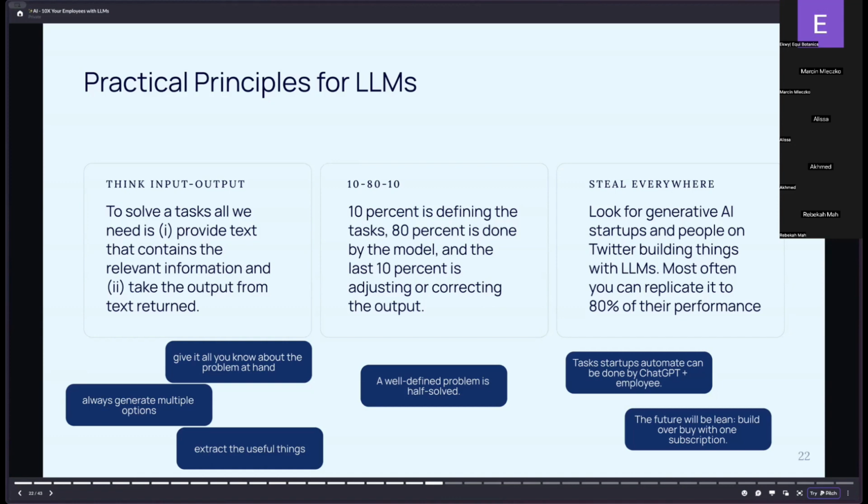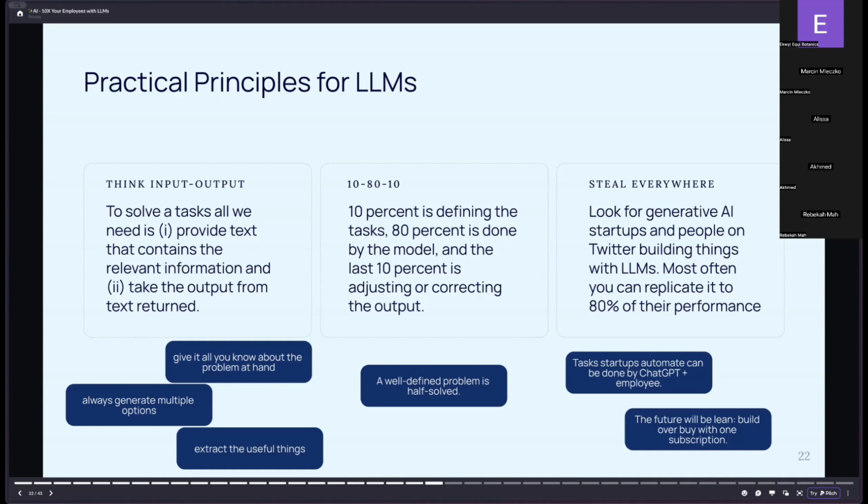The 10-80-10 is always a good principle: 10% is defining the task, 80% is done by the model, and 10% is taking the output and adjusting or correcting it a little bit. And here always the Einstein quote: a well-defined problem is half solved. The better you define it and the more context you give it, the better it is able to solve the problem. And the last one is basically steal everywhere.